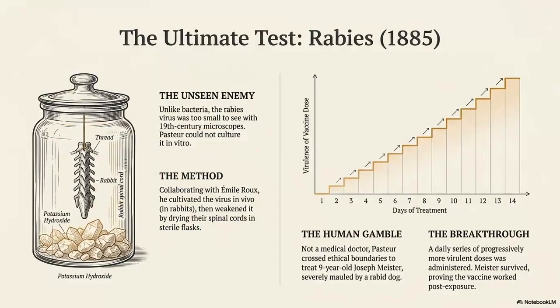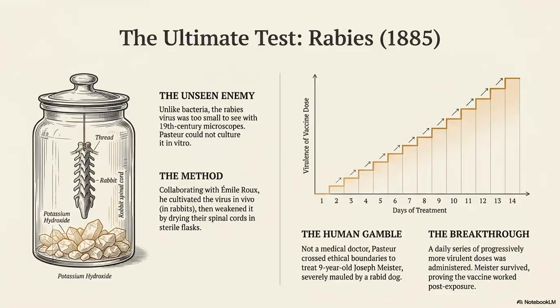We arrive at the final frontier: rabies. In 1885, Pasteur faced an unseen enemy, a virus too small to be seen or cultured in a petri dish. Working with Émile Roux, he developed a radical method, cultivating the pathogen in vivo and weakening it by drying infected rabbit spinal cords over potassium hydroxide.